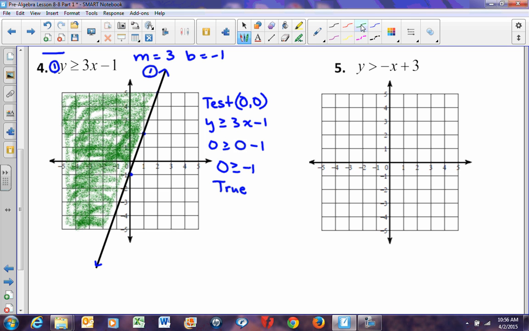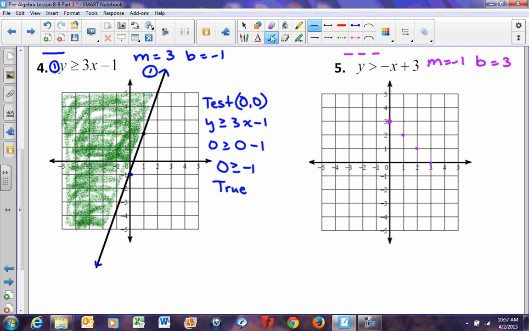Let's take a look at the second one over here. Y is greater than negative x plus 3. I'm looking at this and going, greater than, have to have a dashed line. It's the first thing my brain sees, must have a dashed line. Okay, my slope is negative 1, my y-intercept is 3. So I'm going to cross my y-axis at 3, my slope is down 1 over 1, down 1 over 1, down 1 over 1. I need a dashed line.